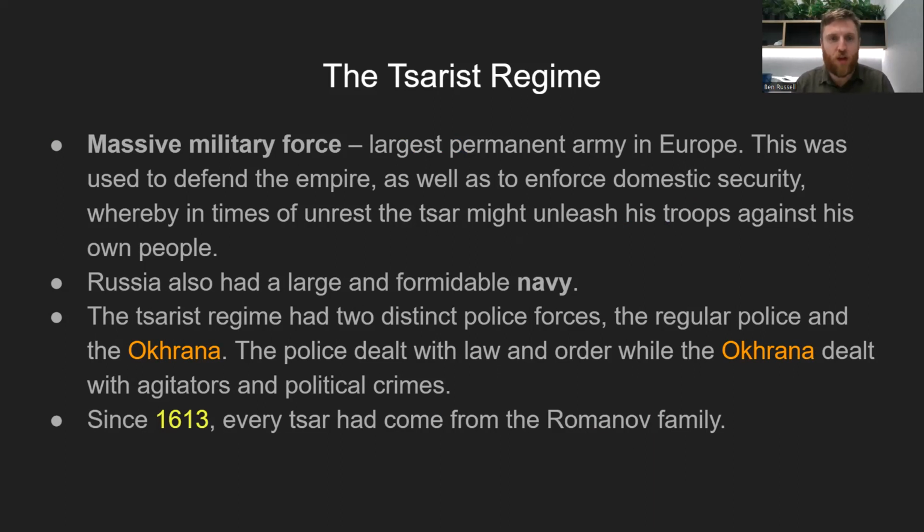The Tsarist regime had two distinct police forces, those being the regular police and the Okhrana. So the regular police dealt with law and order, while the Okhrana dealt with agitators and political crimes. So they were sort of like the secret police. Since 1613, every Tsar had come from the Romanov family. So it was a dynasty, the Romanovs. And the last of the Romanovs was Tsar Nicholas II.